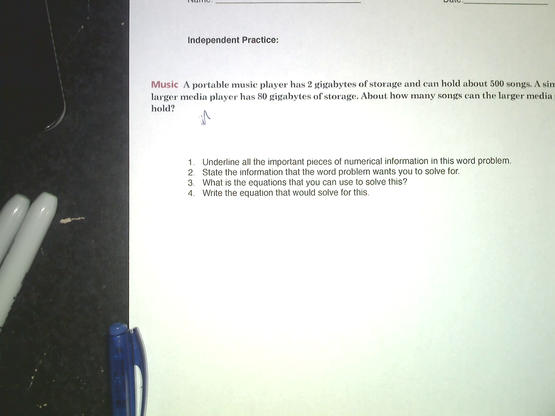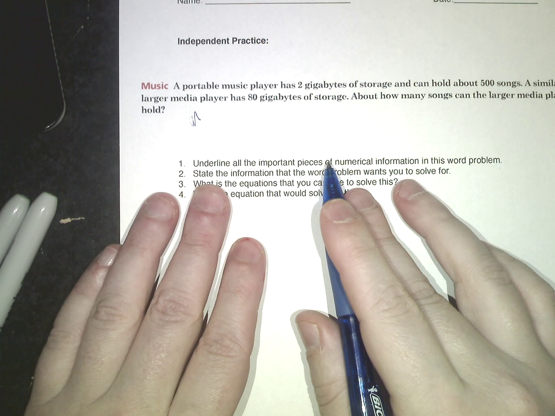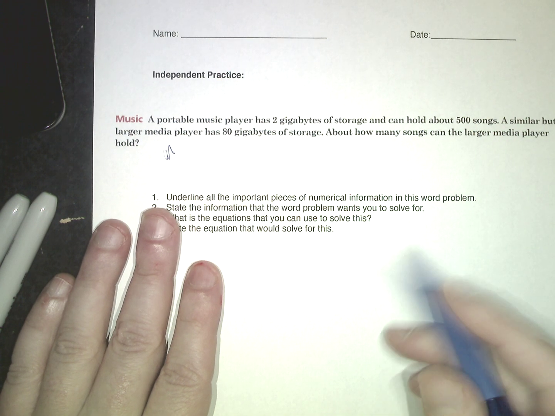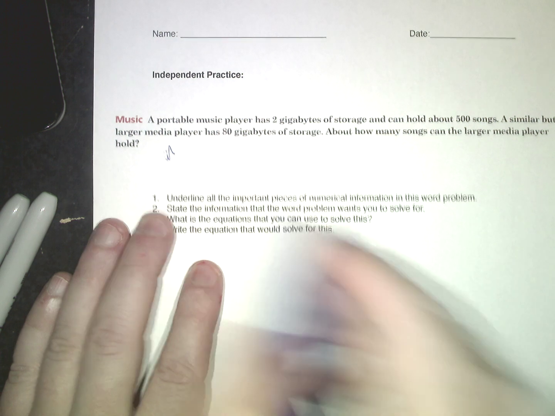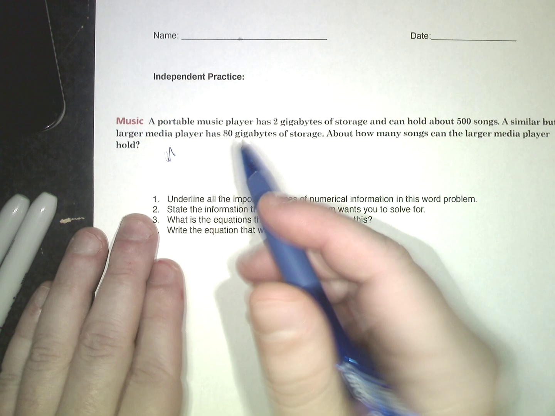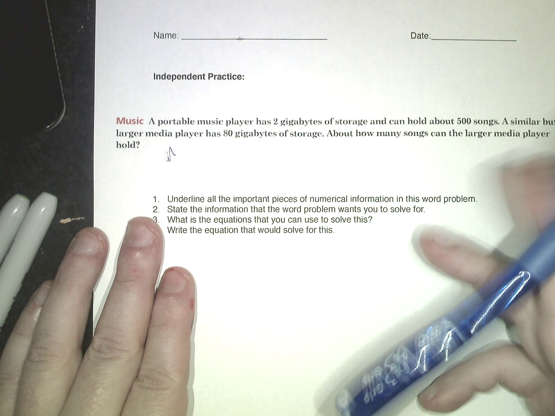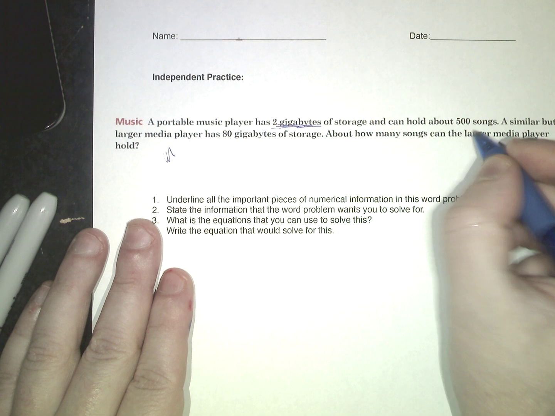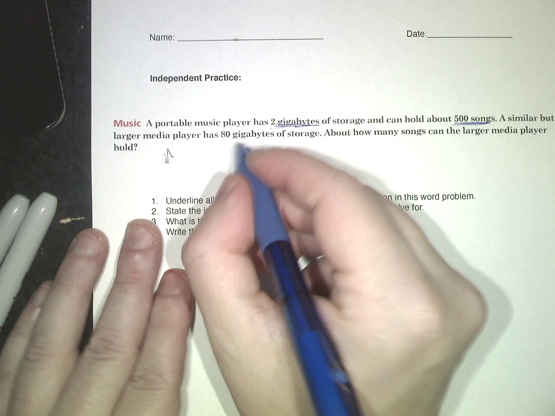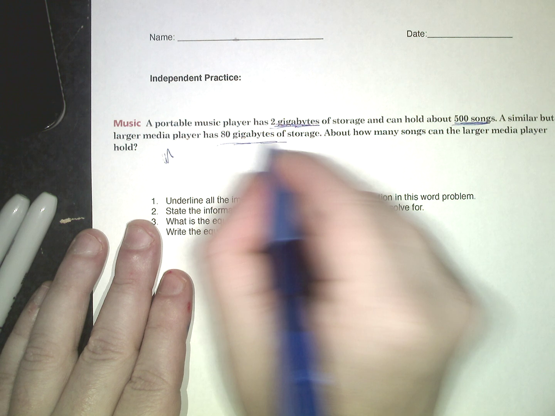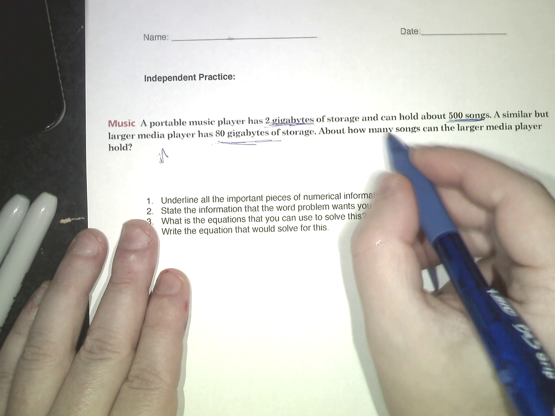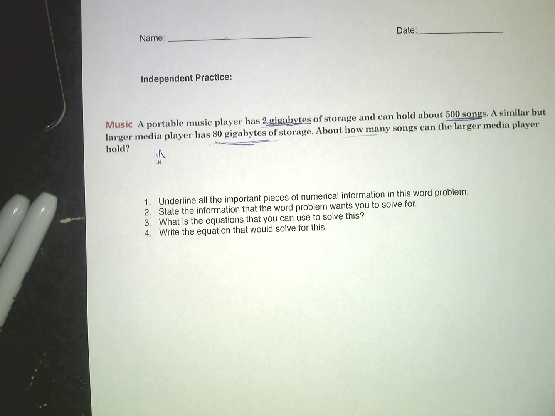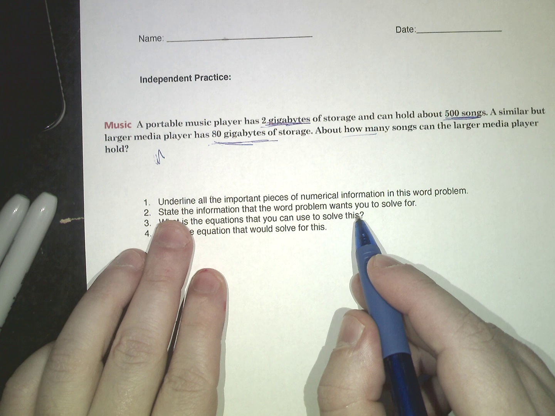Okay, so here's a strategy for doing a word problem. Let's use these 4 steps and see how that helps us. Okay, so underline all the pieces of numerical information in this word problem. Well, I got 2 gigabytes, 500 songs, 80 gigabytes. How many songs, right? There's going to have to be, can the larger media player hold? State information that the word problem wants you to solve for.